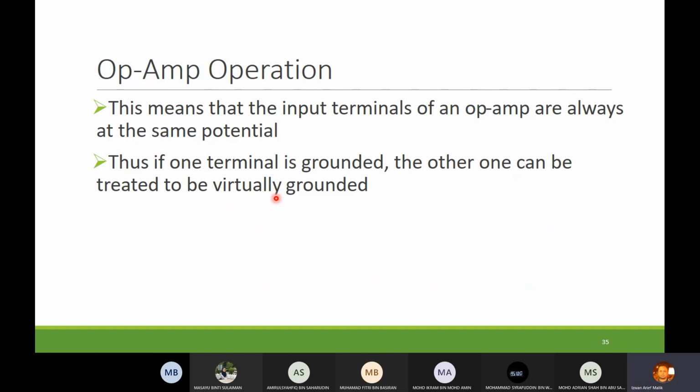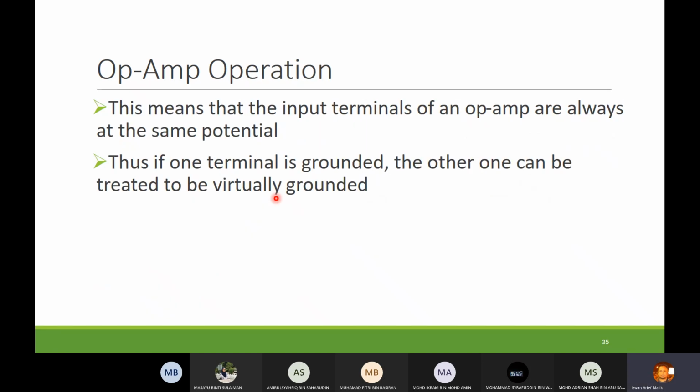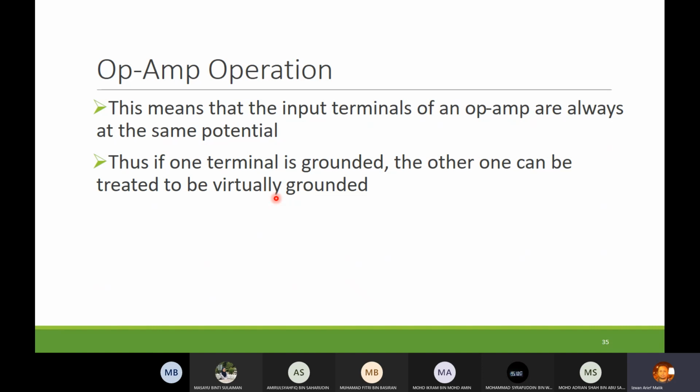Okay, so that assumption we do have to make. In terms of the operation of op-amp, now we look into the circuits of op-amp. We know the operation, how the operation works for the inverting and non-inverting input, which is this one, non-inverting and inverting.